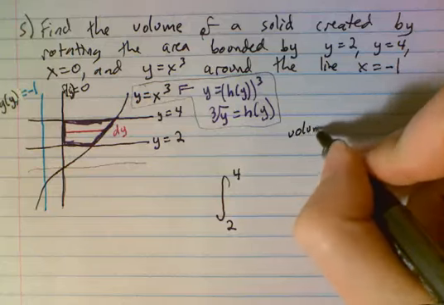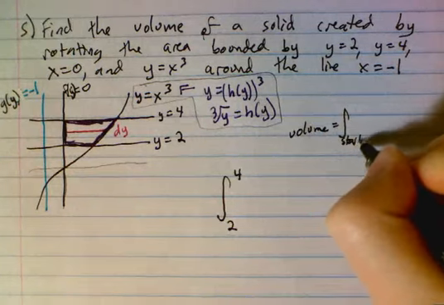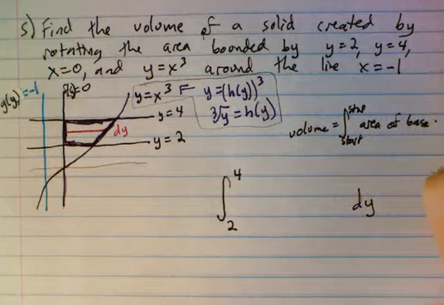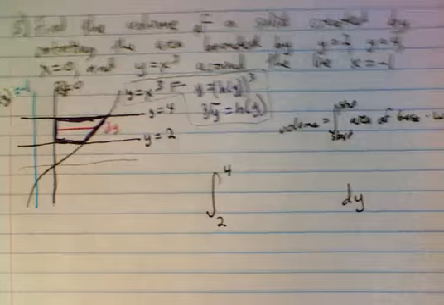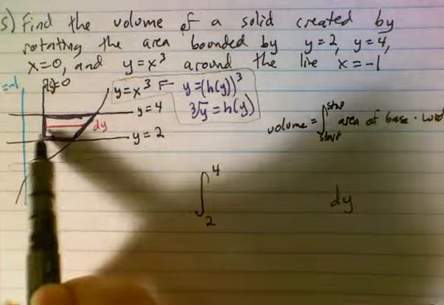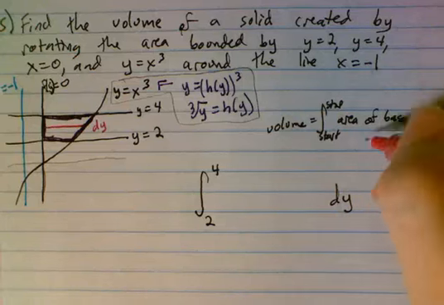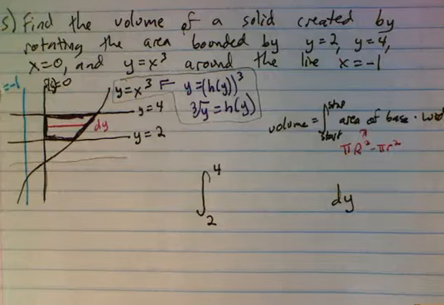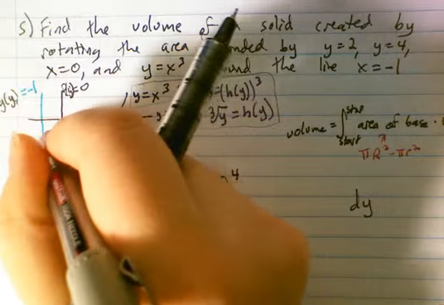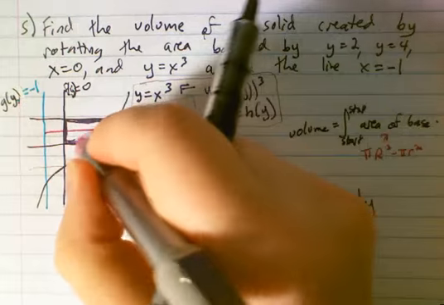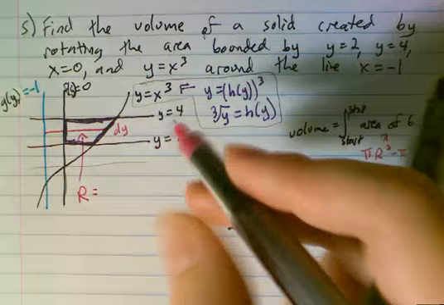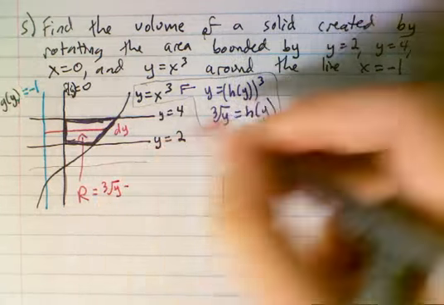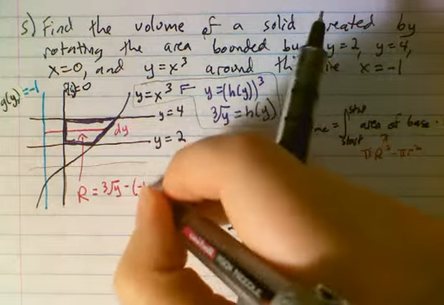So volume, rolling from start to stop, area of base times width. I notice there's a gap between what I've drawn and the axis. That means we're using, surprise, surprise, pi big R squared minus pi little r squared. So I'm going to extend this over here. That's going to give me my big R: right, which is cubed root of y, minus left, which is -1.